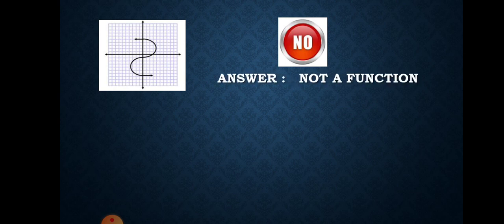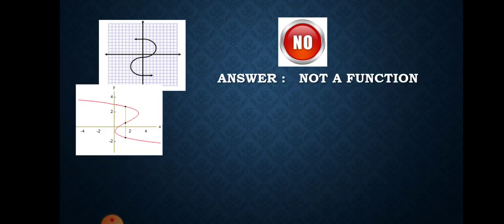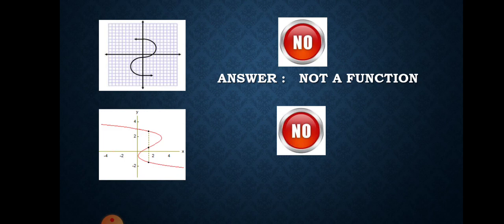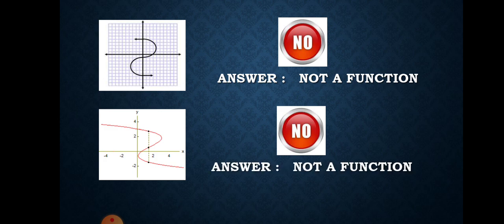Kapag tayo po ay nag-drawing ng vertical line test or vertical line sa graph na yan, definitely, tatlo or dalawa ang ating ma-intersect. So that is no. That is not a function. How about this? Kung makita po natin sa graph, that is definitely no. That is not a function. Kung nakikita po natin sa graph, yung broken line na black, that is the vertical line test at nag-intersect po siya sa 3 points. And that is not a function.